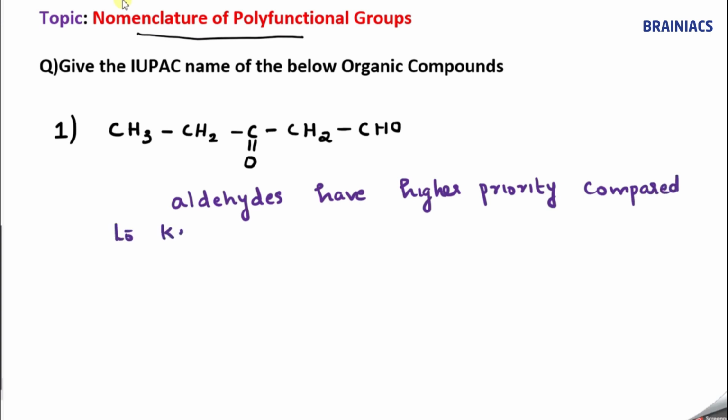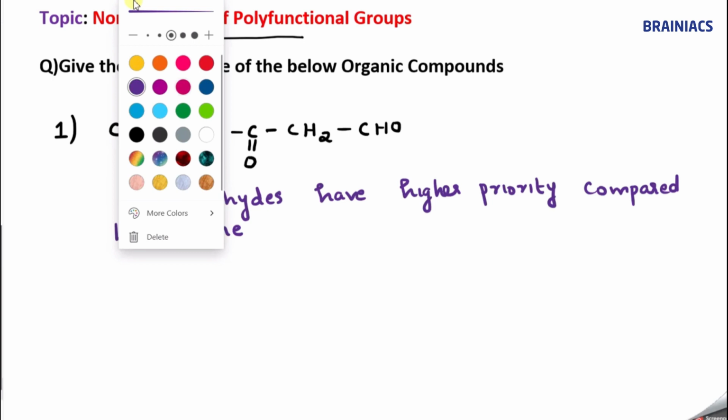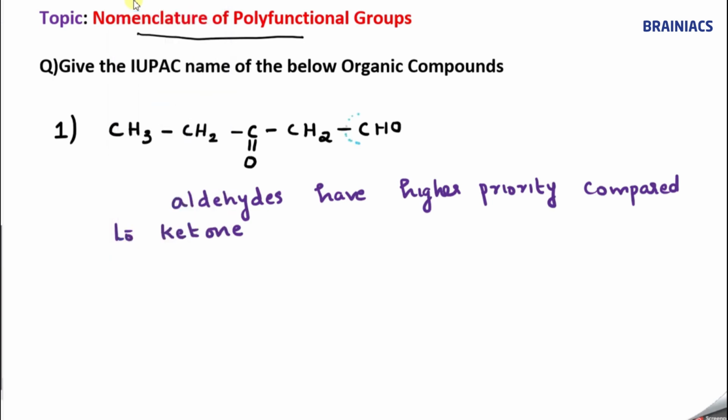So tell me, who should be considered as the functional group here? I can say aldehyde is the functional group here. Now ketone will behave like what? Ketone will behave like a substituent. Here the keto group will behave like a substituent.